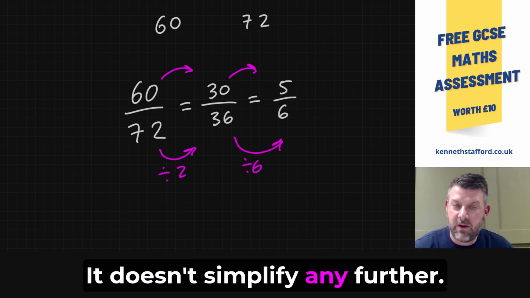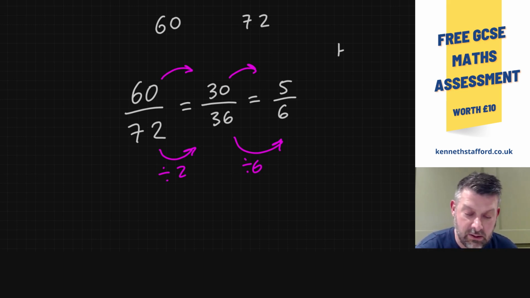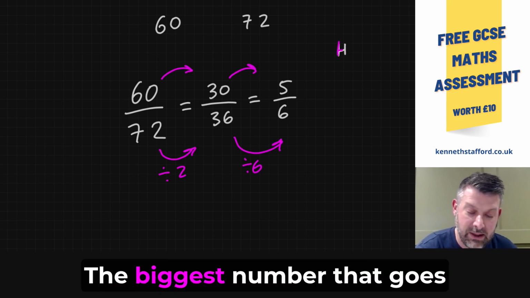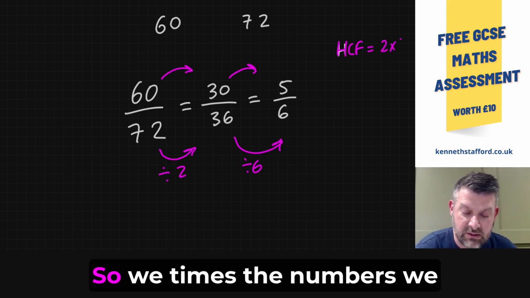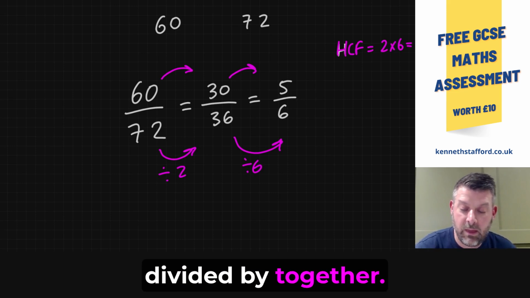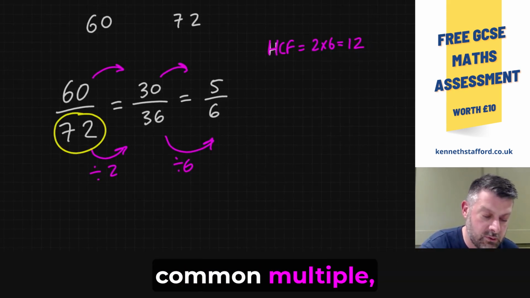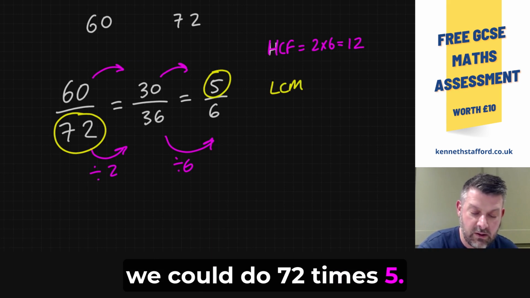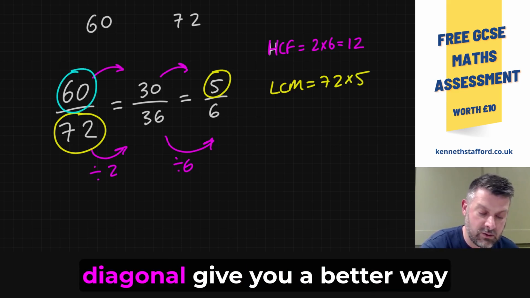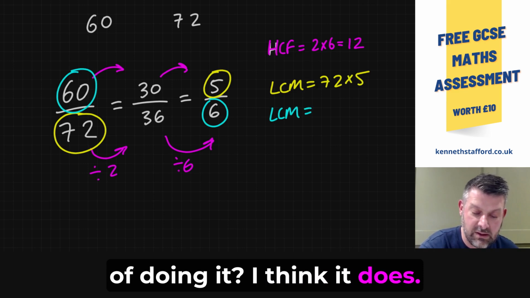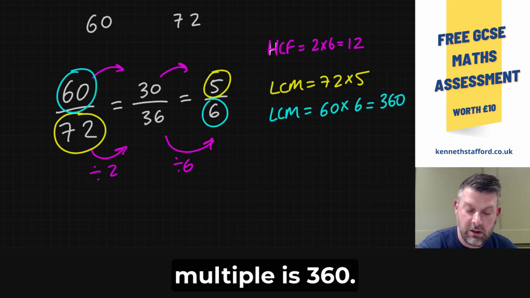From here, it doesn't simplify any further. There are no more common factors. But the highest common factor, so the biggest number that goes into both 60 and 72, is 2 times 6. So we times the numbers we divided by together. So the highest common factor is 12. And to get the lowest common multiple, we could do 72 times 5. And it's always worth checking, does the other diagonal give you a better way of doing it? I think it does. 60 times 6 is much easier to do. So the lowest common multiple is 360.